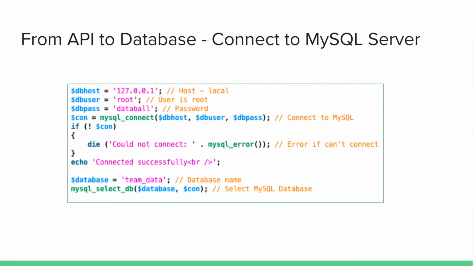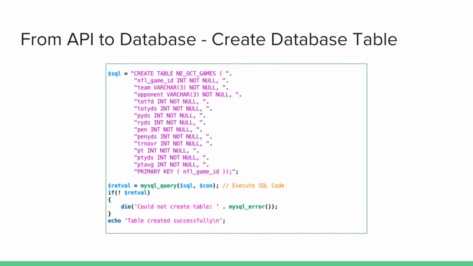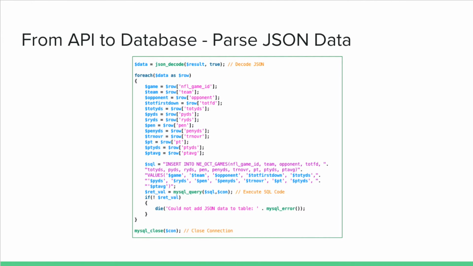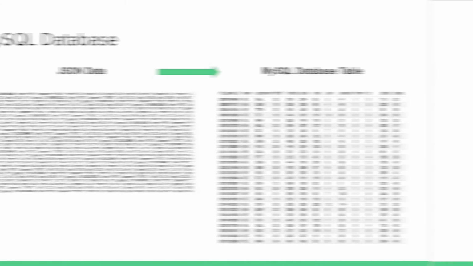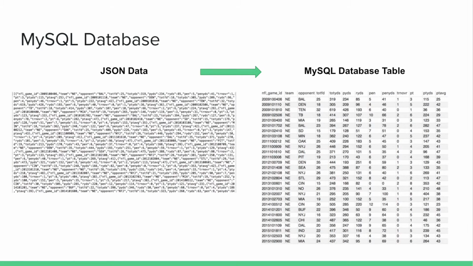Next, we connect to our MySQL server and create a database in which to store the data. We then create a table within our database, adding a field to hold the values from each column of the JSON array. Finally, we parse the JSON data, add it to our database, and then close the connection to the MySQL server. This sequence of code transformed our data from raw JSON format, in which it's hard to analyze, to a neat, orderly MySQL database table.